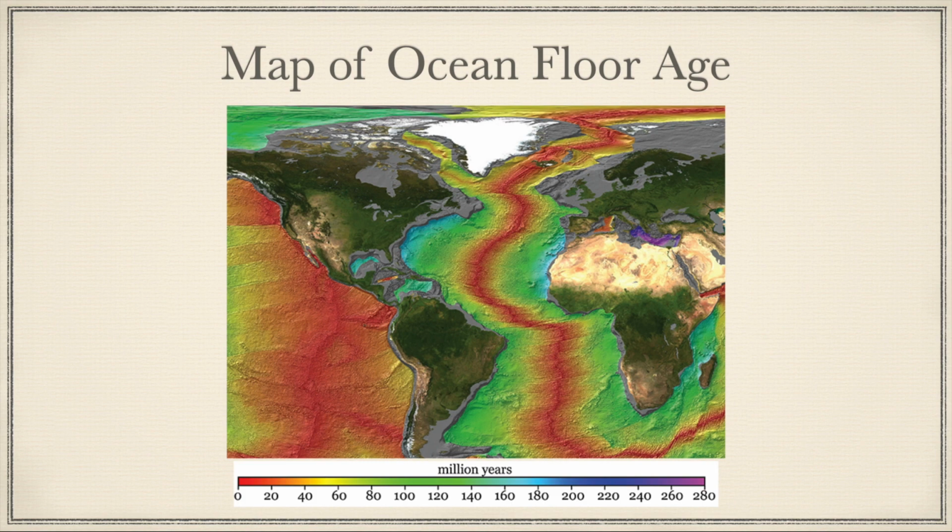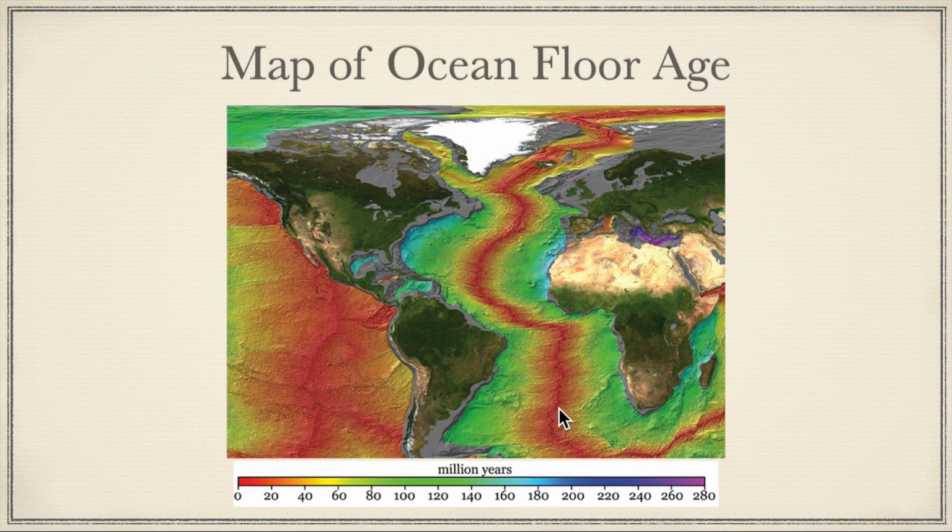Now to get an idea of a map of the ocean floor here, looking at the ages of these rocks, the reds are the youngest. So the youngest are occurring right along, this is the mid-Atlantic ridge right here. This is the East Pacific rise.